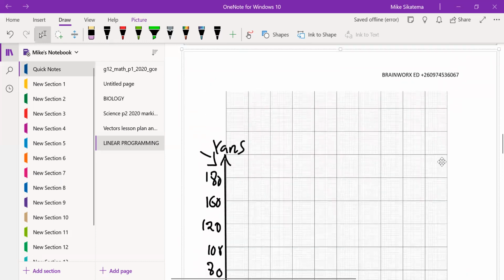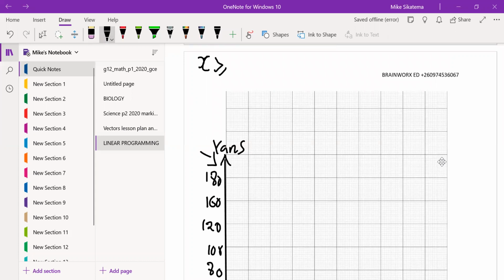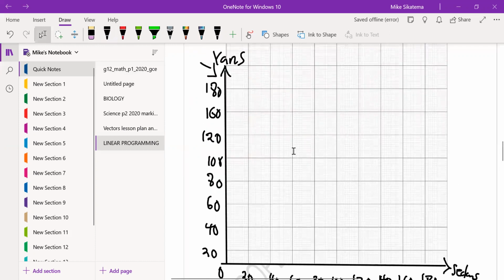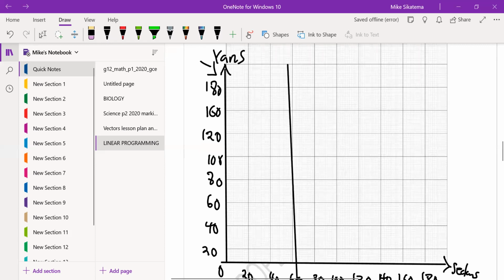So the first inequality that we had was this one here. It said x greater or equal to 60. So this is simply the line x is equal to 60. Remember, this line x is equal to 60 is parallel to your y-axis. Where there is 60 on the x-axis, you just draw a line. Here there's 60, so you draw a line like so.